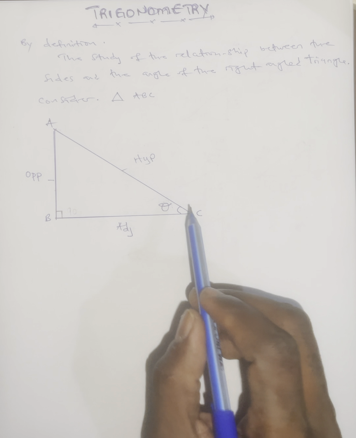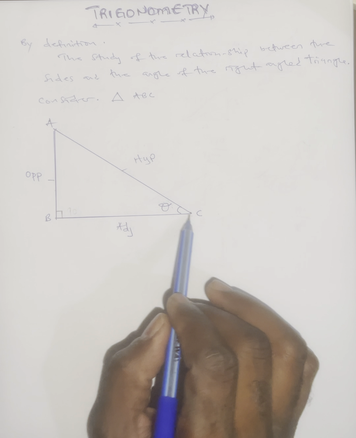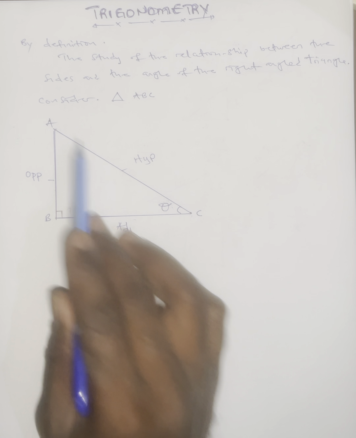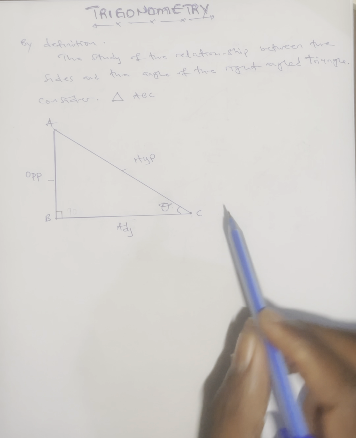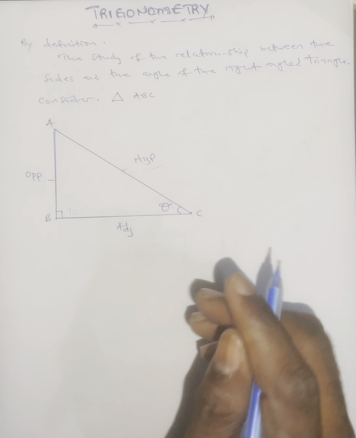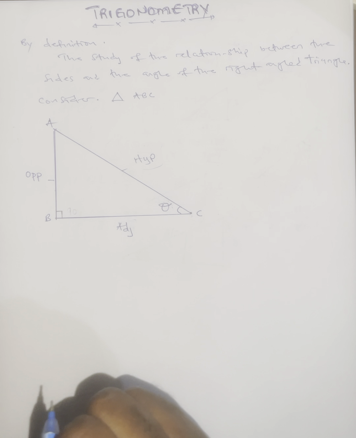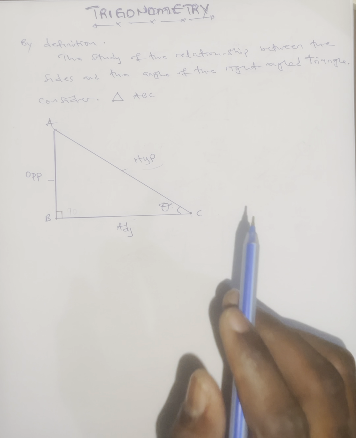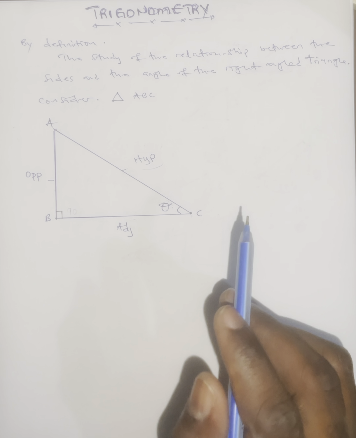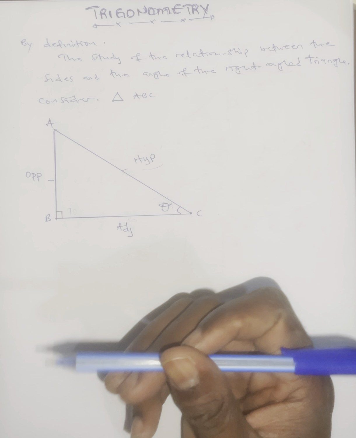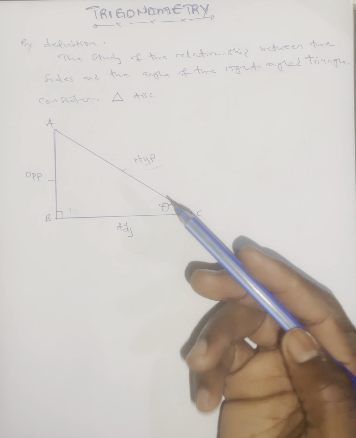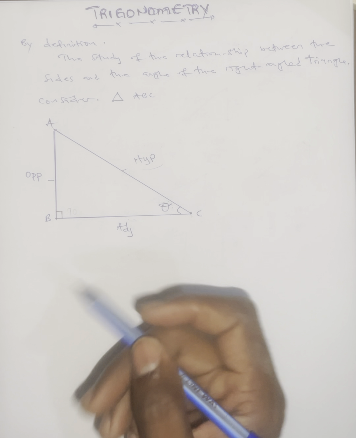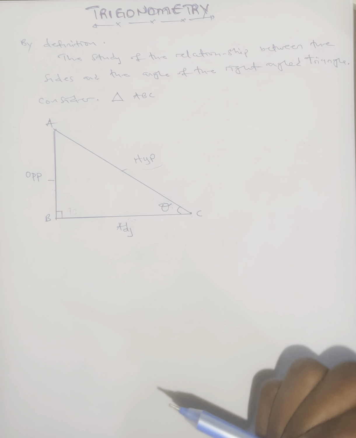Hypotenuse side is the side that is stretched under the 90 degree to join the two ends, this end and this end, the line that join. It is hypotenuse. So what are these relationships? If you have an angle theta, you see that the opposite side and the adjacent side, it is less in magnitude compared to the hypotenuse side. Hypotenuse side is longer than the opposite and than the adjacent.